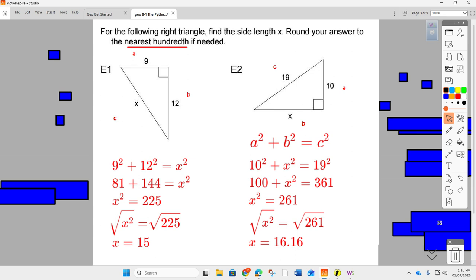Rounding doesn't seem like a big deal, but when you're rounding, if you round wrong in a digital computer test, you don't get any partial credit, right? So make sure you know how to round and which place you're supposed to be rounding to.